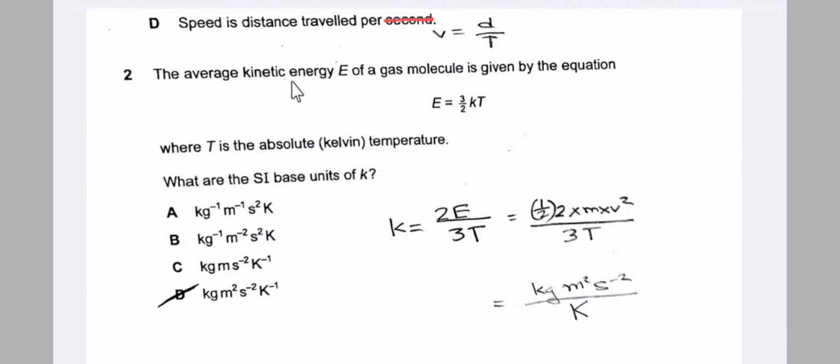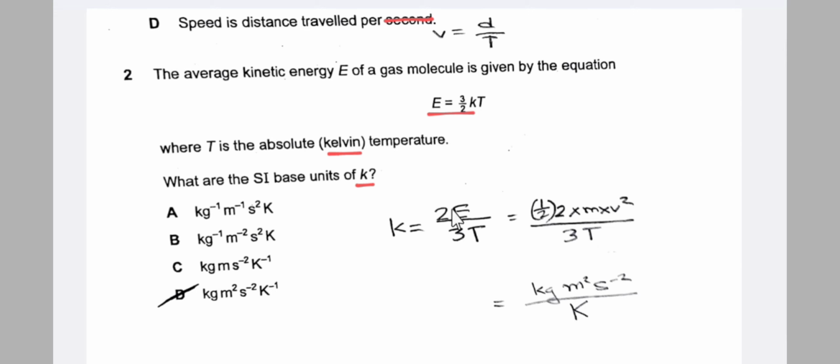Number 2. The average kinetic energy E of a gas molecule is given by this expression, where T is the temperature in Kelvin. What are the SI base units of k? So we need to find the SI base unit of this constant k. First of all, we need to make k the subject of the formula.